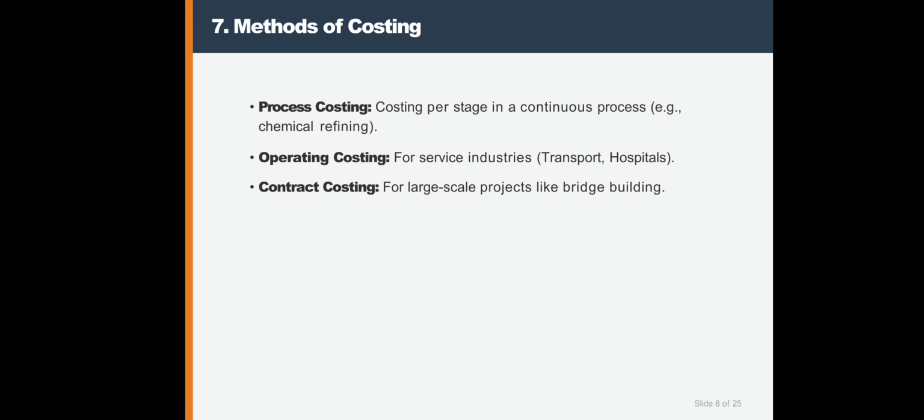I already told the methods of costing like process costing, for continuous processes and chemical refining, etc. Operating costing for service industries, transport, hospitals, etc. Contract costing means large scale projects like bridge building.